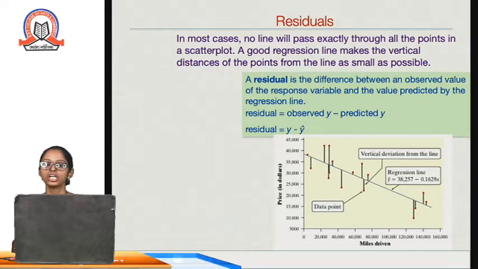A residual is the difference between the observed value of the response variable and the value predicted by the regression line. That is, residual equals the observed value y minus the predicted value y hat.